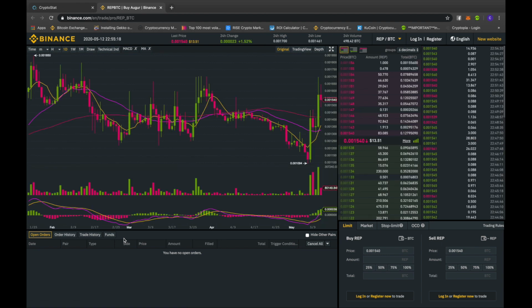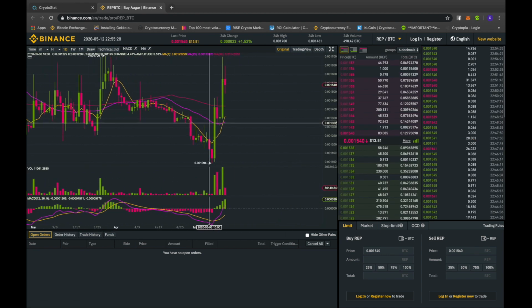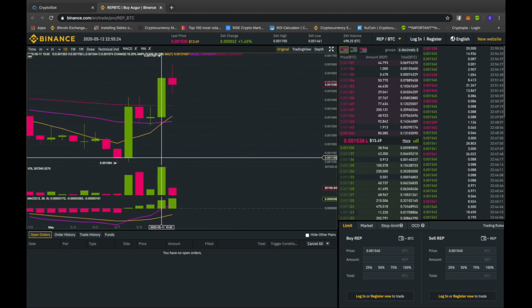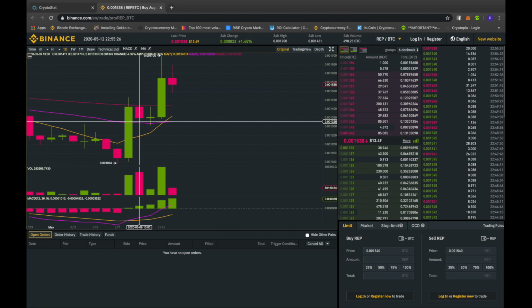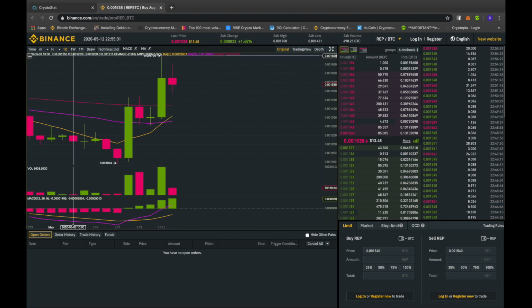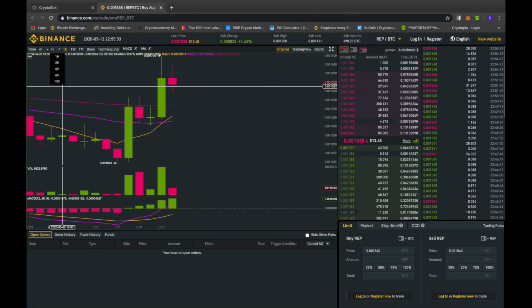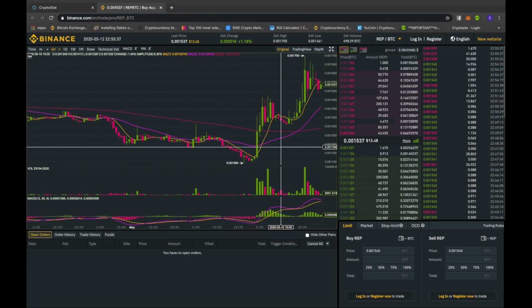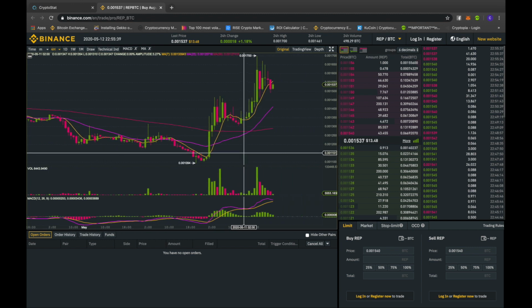Now, if we have a look here, this is on a daily. And we can see REP really did have some sort of price action happening in the last 5-6 days. It's pushed from 1100 all the way to 1700 and is currently sitting at 1538 sats. Let's change that time frame up a bit. Let's drop it to a 4-hourly candle setup, just to see where we're at.